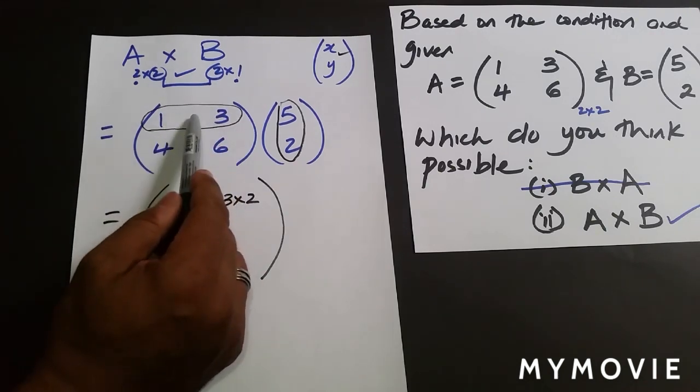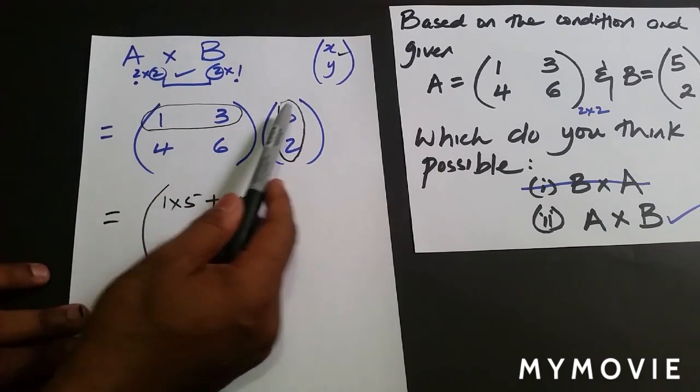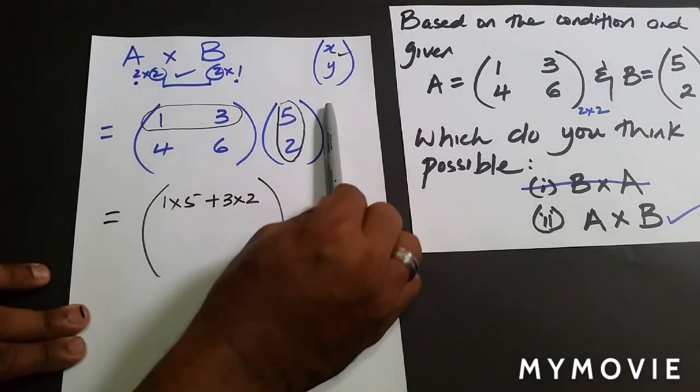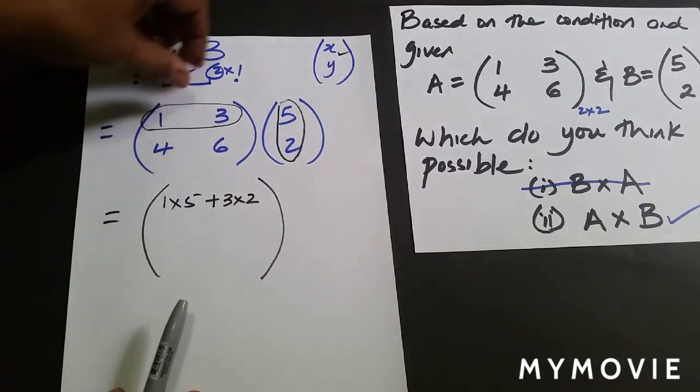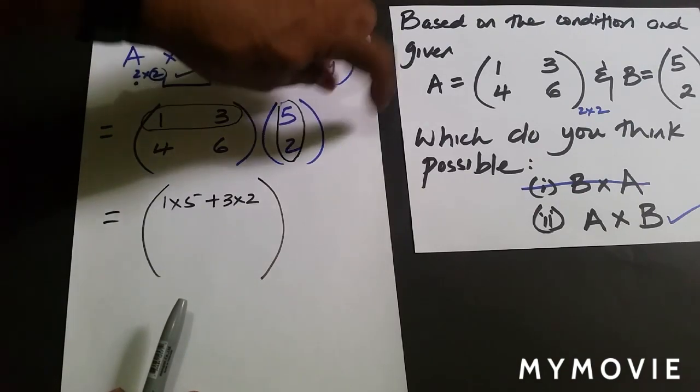Now listen very carefully. Now that I've used the first row and multiplied by the first column, if this matrix B had more columns going across, I would stick with the first row and just keep going with those columns.